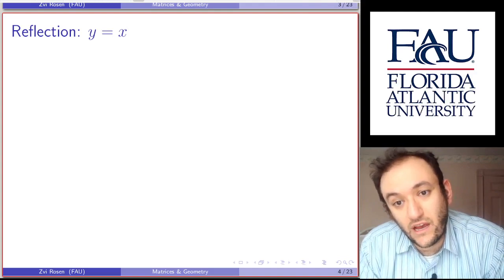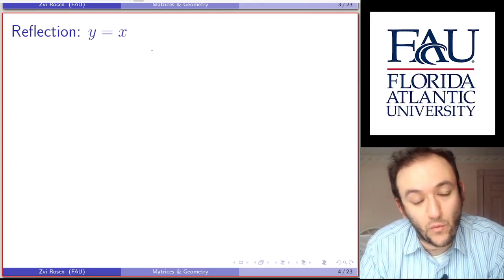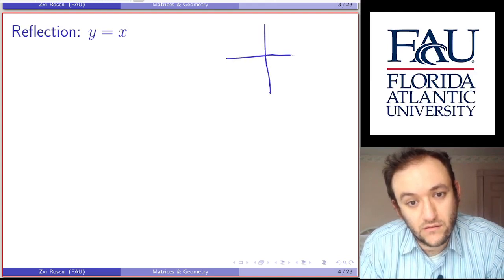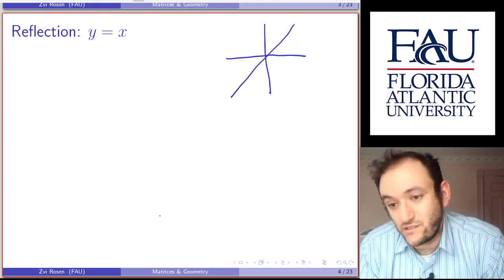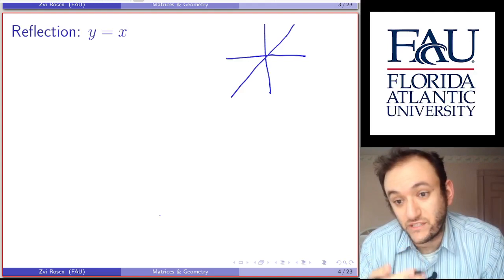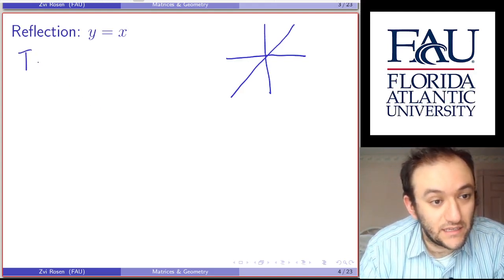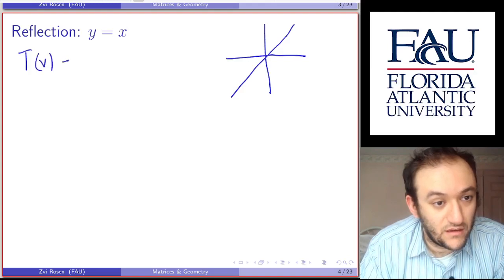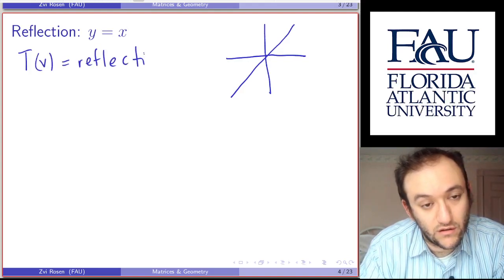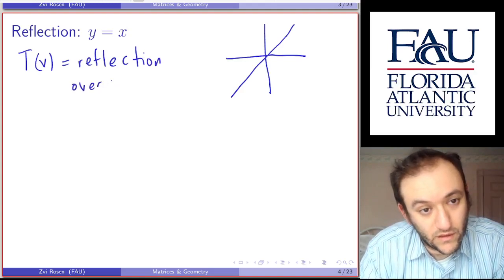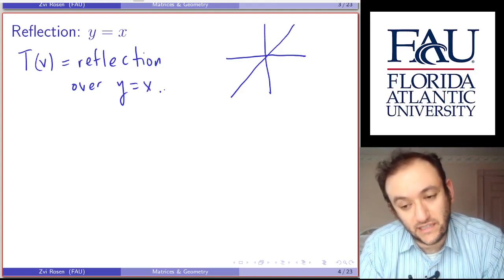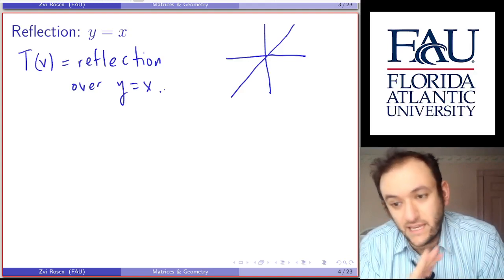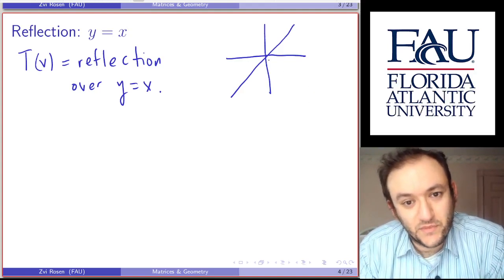Now let's think about a slightly more complicated reflection. Here it's over the line y equals x. So we have the line y equals x here. And again, the way we're going to do this is just by computing the action of this transformation. So let's say T of v equals reflection over y equals x. And you might ask, how do I know that this is linear? Maybe it's not linear. That would be a legitimate question, but take it for granted for right now that this is linear. And so now let's see how this acts on the basis vectors.